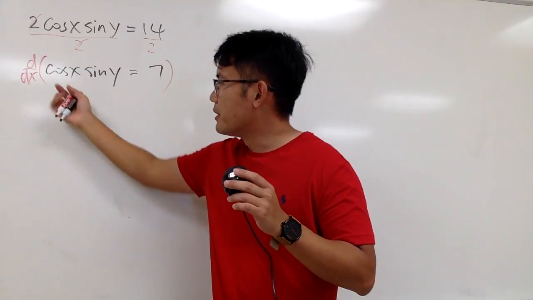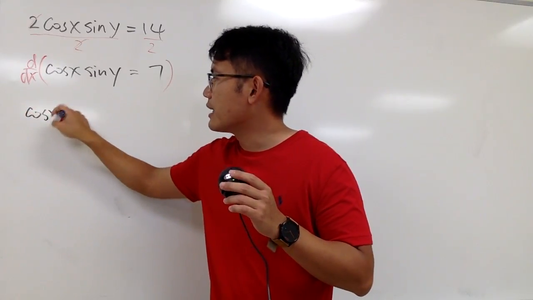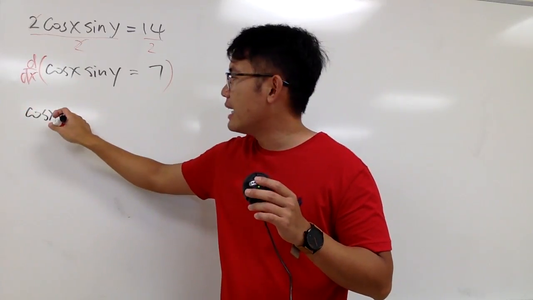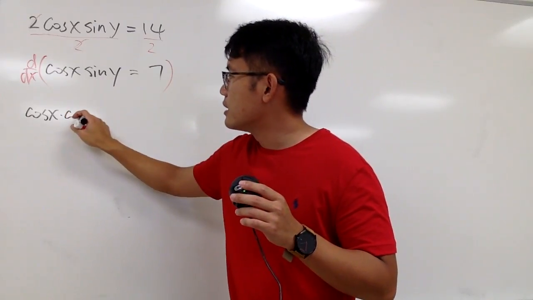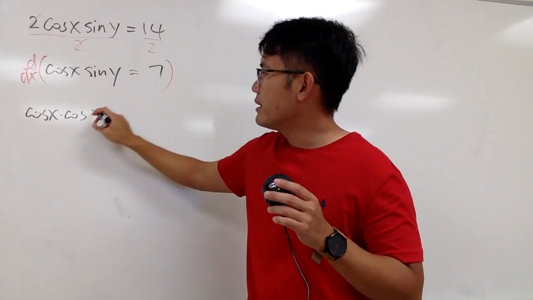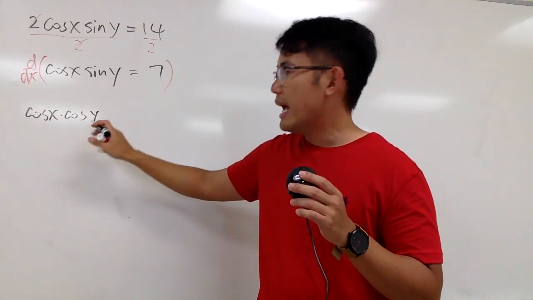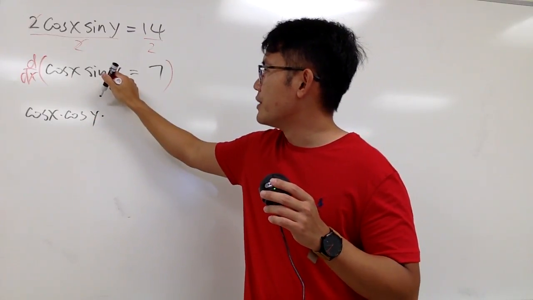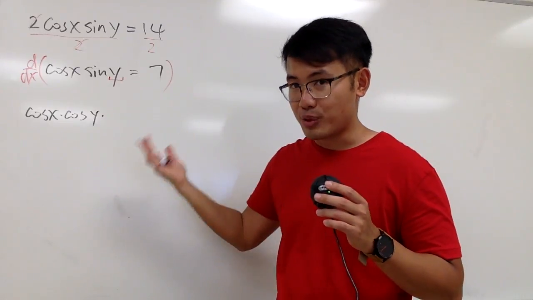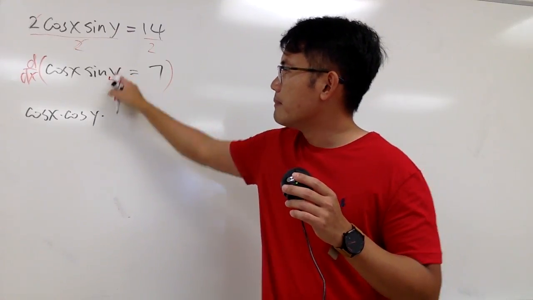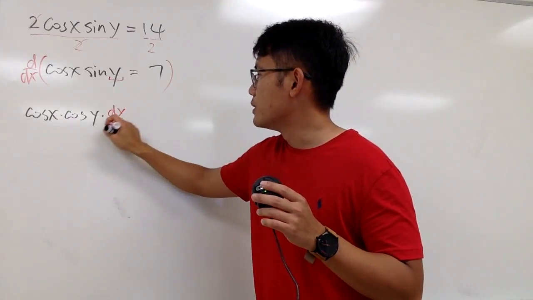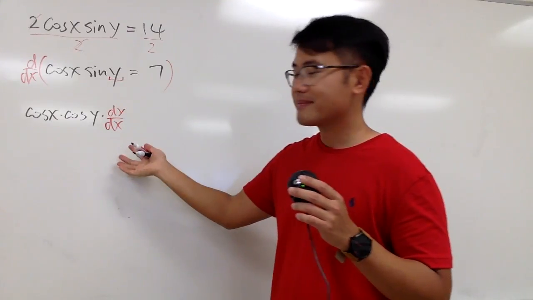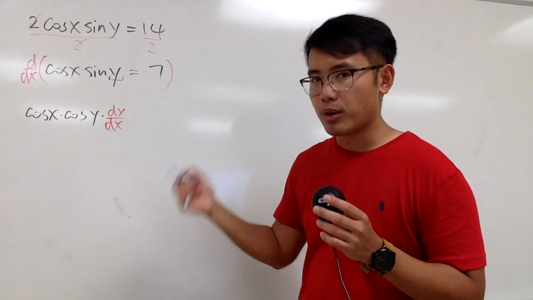We are going to first keep the first function, so that's cosine x, and then we multiply by the derivative of the second. Derivative of sine is cosine, and we keep the input the same. And then we multiply by the derivative of the inside, by the chain rule, right? Derivative of y with respect to x is dy/dx. And this is how we squeeze out the dy/dx. And this is just the first part of the product rule.